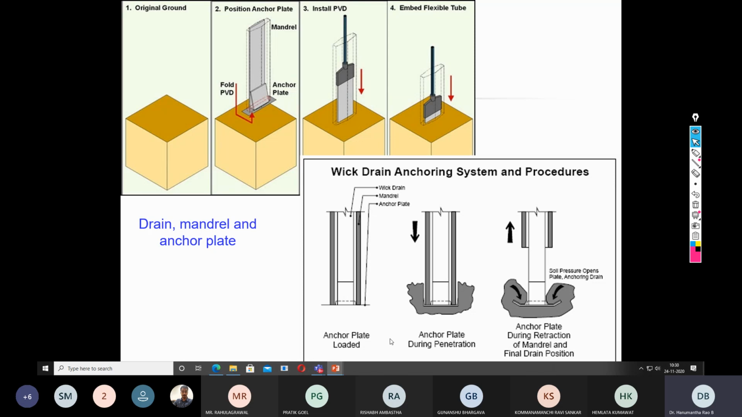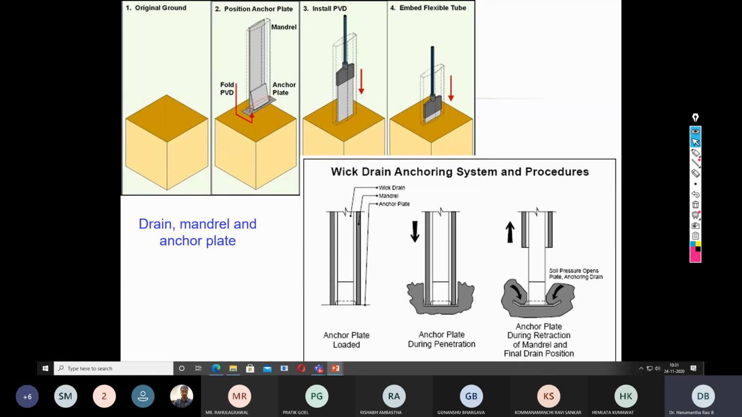So when it is installed to the desired depth, the anchor plate is attached to the adjacent soil during the penetration, and when you are retrieving the mandrel, the soil simply flows in and develops some kind of passive earth pressure. Because of this passive earth pressure, the anchor plate is left inside the ground along with the PVD. Only the mandrel comes out during retrieval. So this is the simple mechanism of installation of PVD.